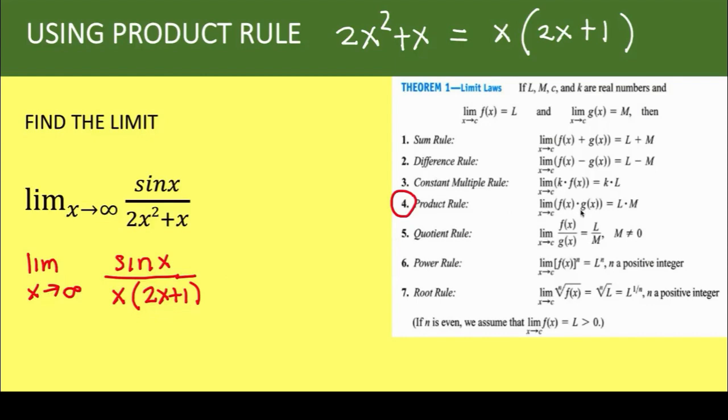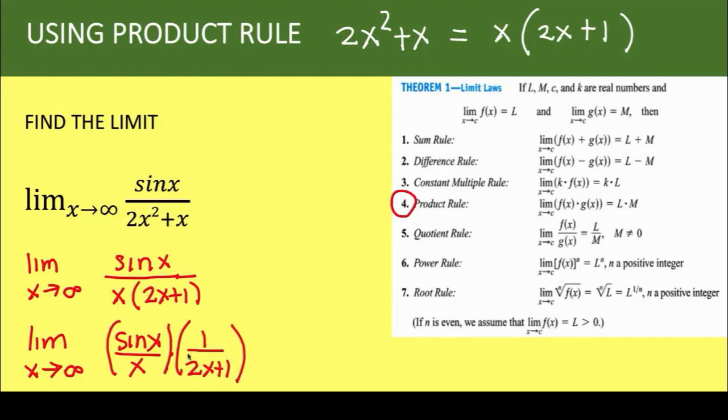and the limit of the product becomes the product of the limits. So let's write this as the limit as x approaches infinity, and then we now have sine of x over x. So we take this sine of x over this x times 1 over 2x plus 1.